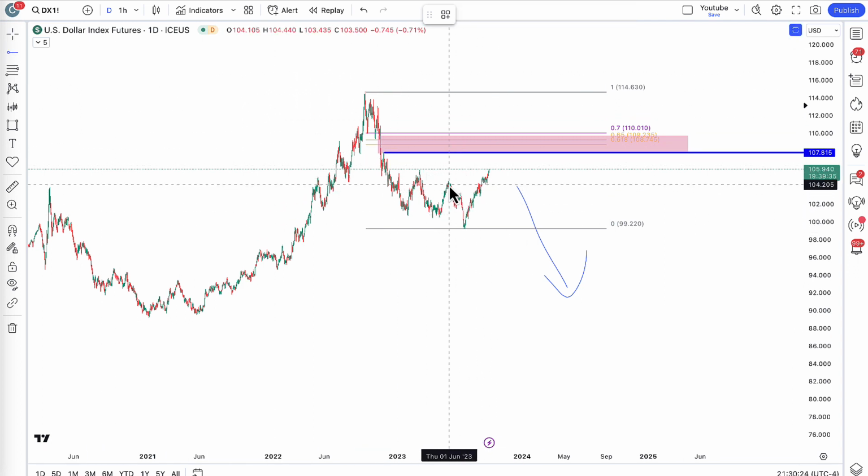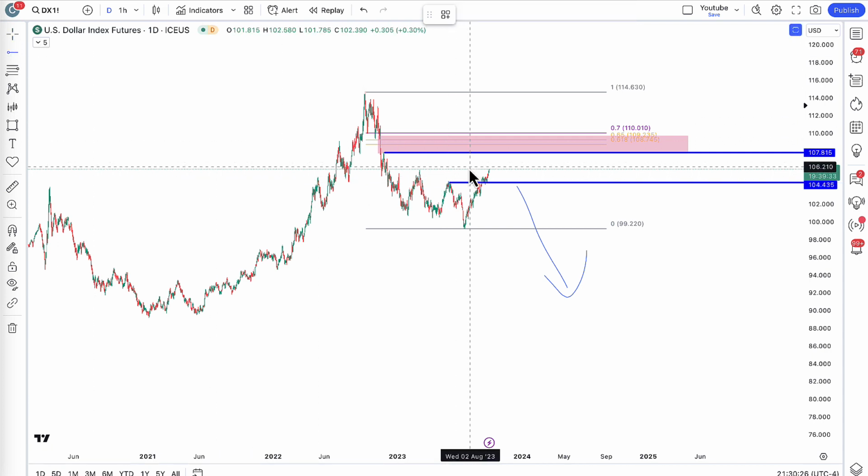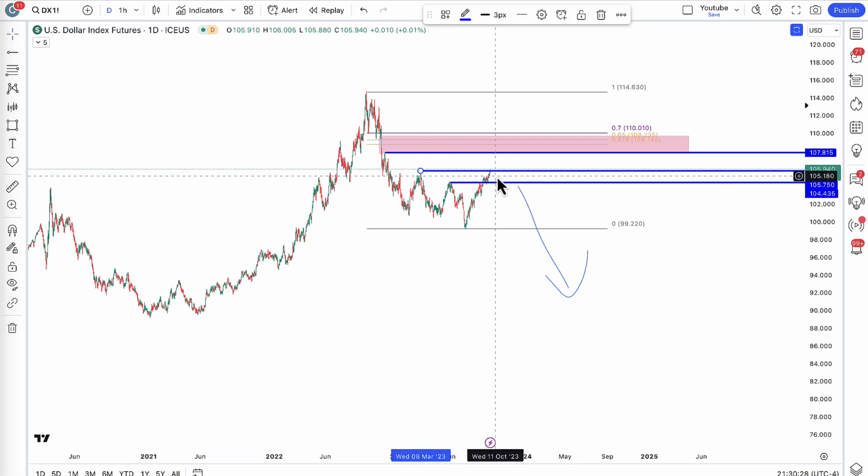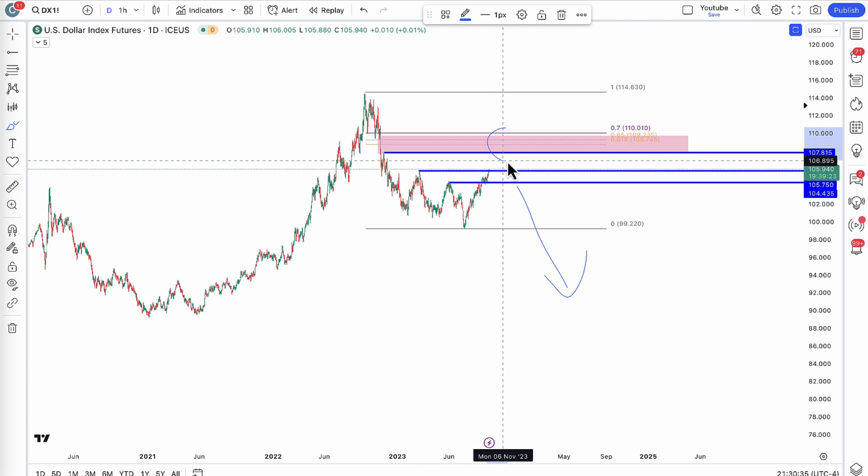You can see it's taken out all the previous highs so far. It's taken out this one. It's even taken out this one just marginally. So maybe the target here is going to be somewhere in this zone over here.